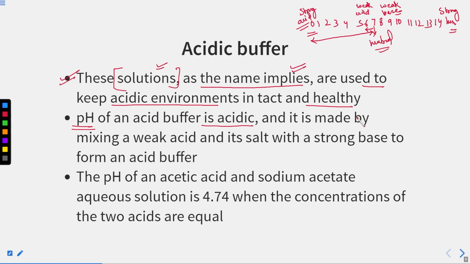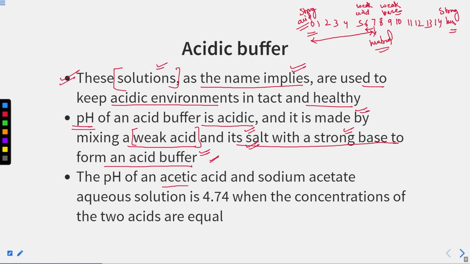Okay, and it is made by mixing a weak acid and its salt with a strong base to form an acidic buffer. So how do you make an acidic buffer? Suppose you are taking any weak acid and its salt. You have to take the weak acid and its salt as well, and add a strong base to that, and that solution will be an acid buffer.